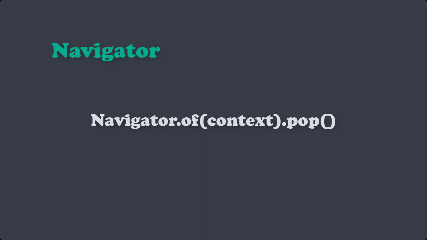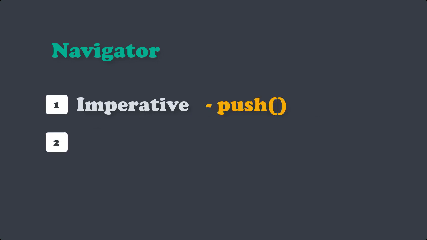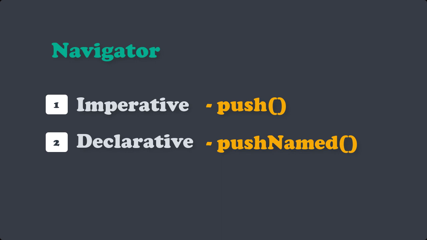So we have learned what is Navigator and how to navigate in Flutter using Navigator. We have learned to use the push function, which is also called the imperative way of navigation. Now let us explore the other approach using named routes, using the function pushNamed, which is also called the declarative way.